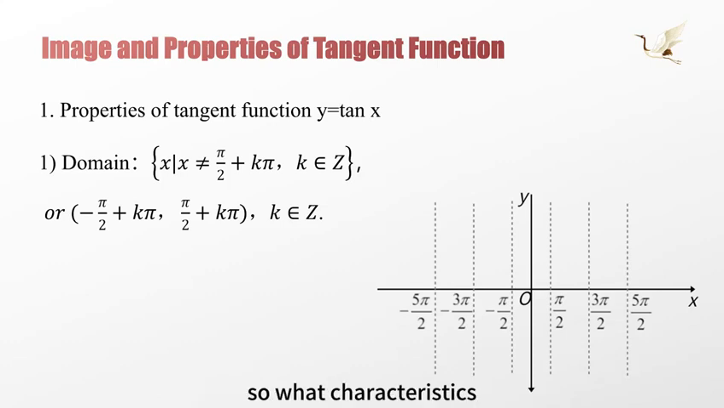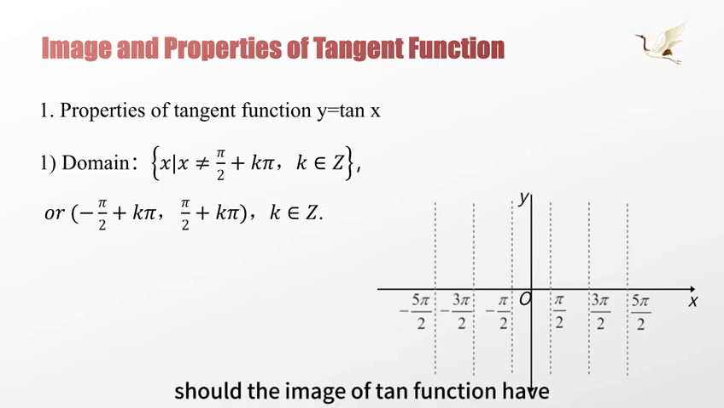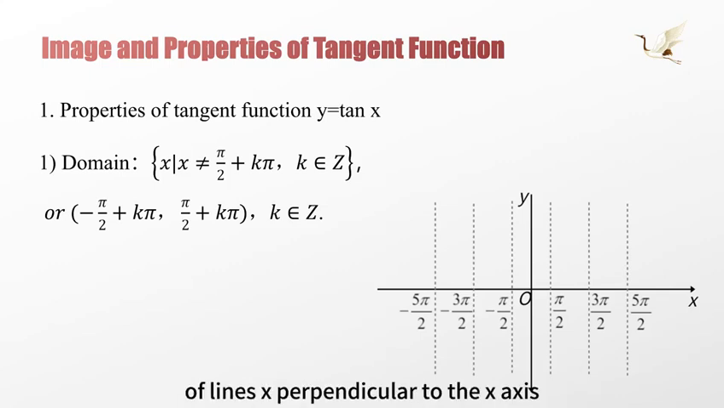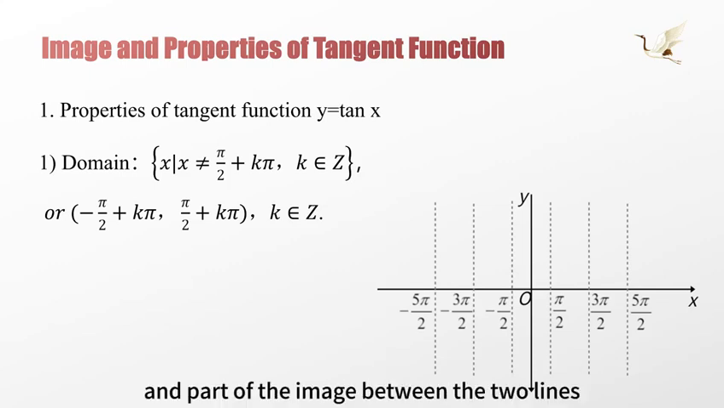So what characteristics should the image of the tangent function have? The image of the tangent function should be divided by an infinite number of lines perpendicular to the x-axis, x equal to half pi plus k pi, k belongs to Z, and the part of the image between two lines should be continuous.